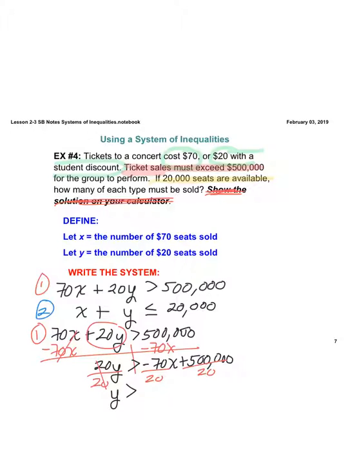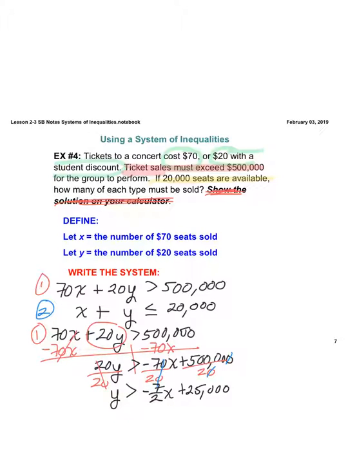Okay, so I want to get the Y by itself, so I'm subtracting 70X. And I get 20Y greater than negative 70X plus 500,000. Solving by dividing by 20. Yes, you can do this without a calculator. You got this. So Y is greater than, these zeros are going to cancel, and you're left with negative 7 over 2, a nice little trick. So negative 7 over 2 x.